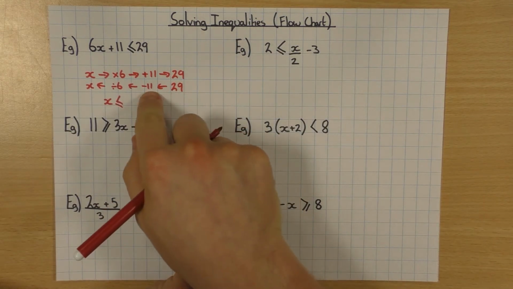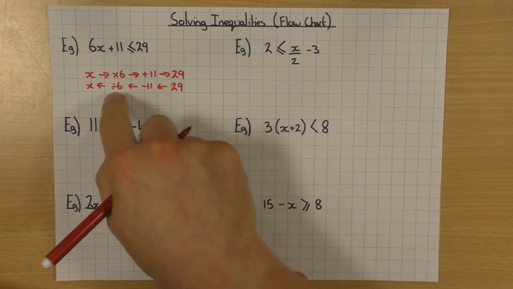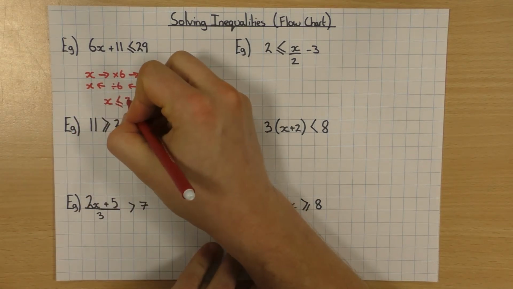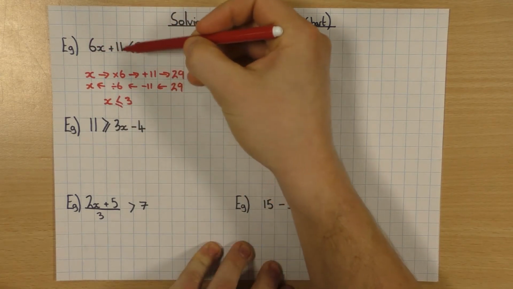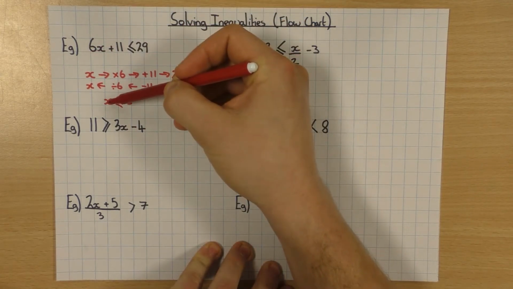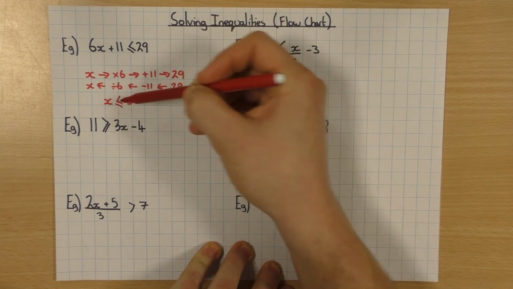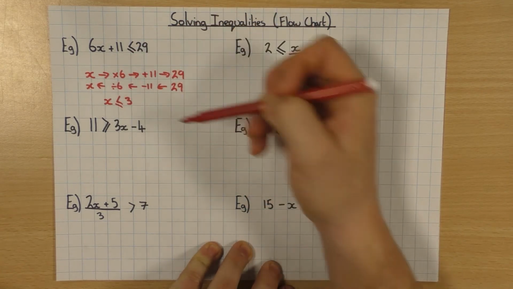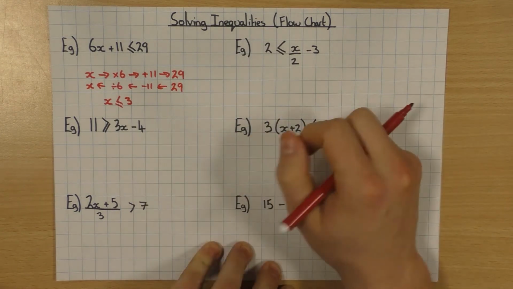So 29 take away 11 is 18, divided by 6 is 3. So then I put 3. Okay, so whichever side x is on, in this case the left-hand side, the inequality symbol is the same, and then just bear in mind, once you reverse the flowchart, you put your answer there. Let's do another one then.